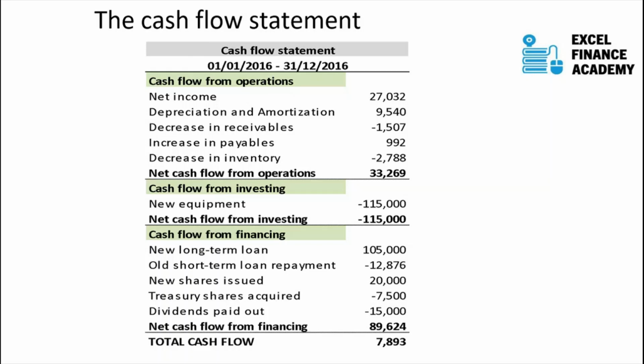In financing, what did they do? They are acquiring a new loan, 105,000, and they repay some short-term loan and dividends, correct? So this is how they are using it. But primarily they took a loan to buy a new asset. Some of the money comes from their operations.